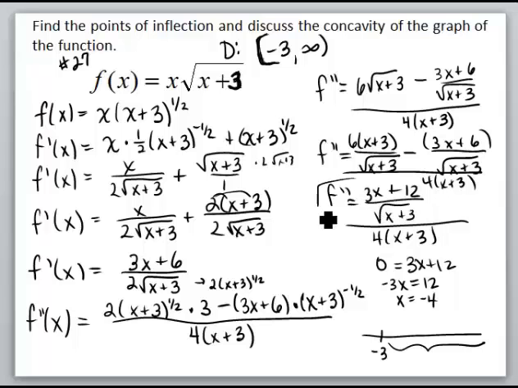When I plug in 0 in for my second derivative, what kind of concavity do we have, positive or negative? Well, this would give me positive over a positive divided by a positive. I don't even care what the value is, I just know it's positive. So it's going to be concave up from negative 3 to infinity.